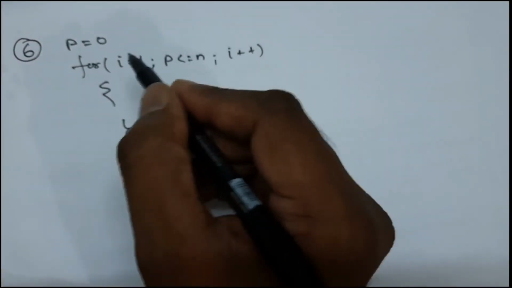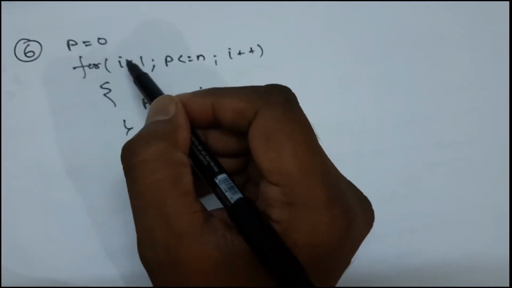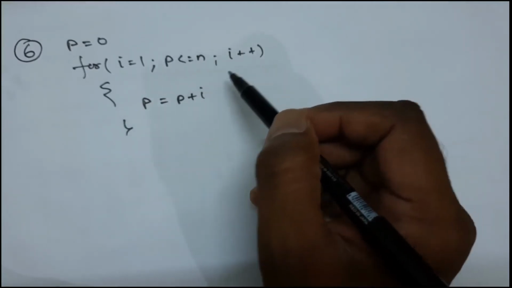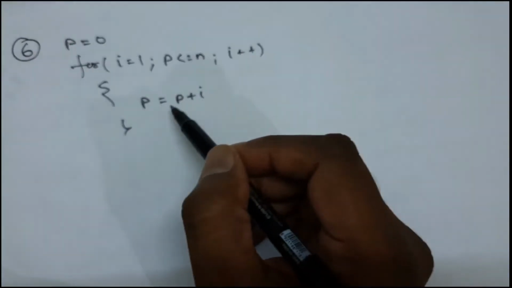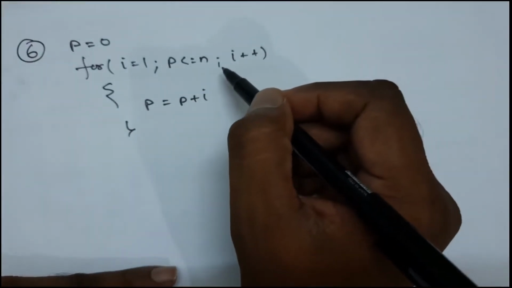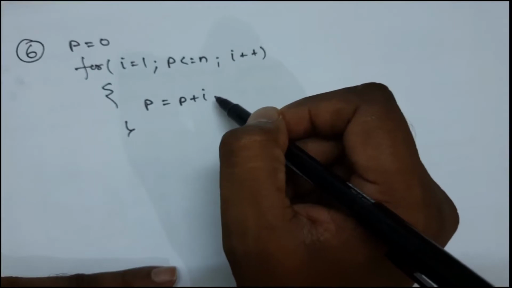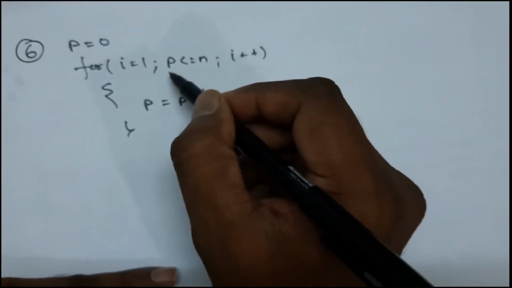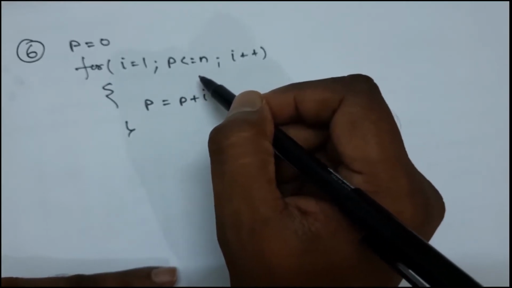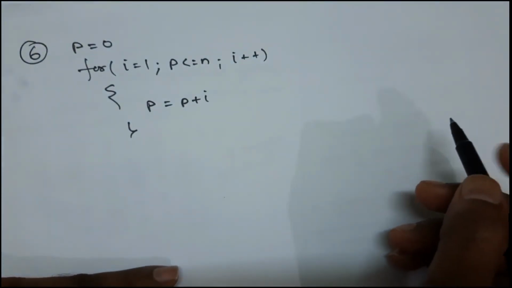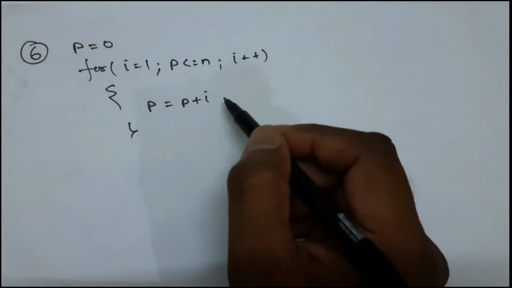Let us see this example. Here p equals 0 and the for loop is running for i equals 1 to p less than n, and p is updated as p equals p plus i. So definitely this loop is not going to be repeated for n times because it is starting from 1. It is not i less than or equal to n, it is p less than or equal to n. So at least one thing is sure, that this statement will not be repeated for n times. So how many times will this statement be executed?